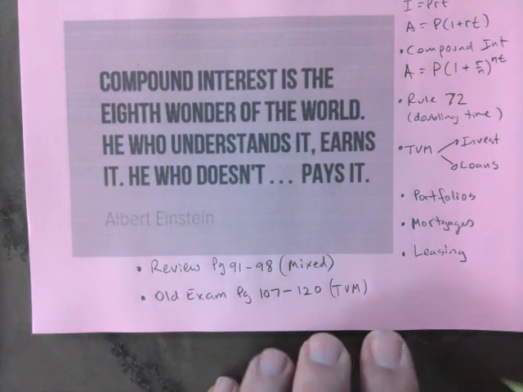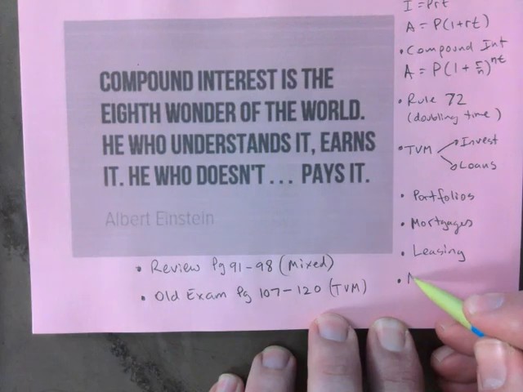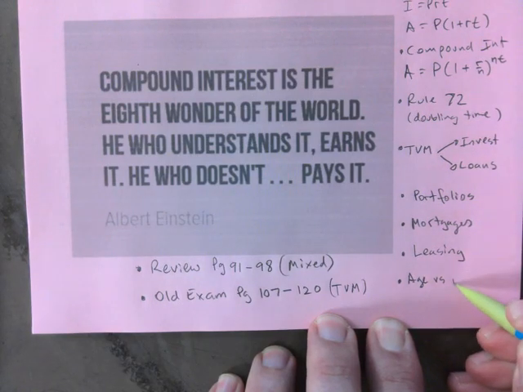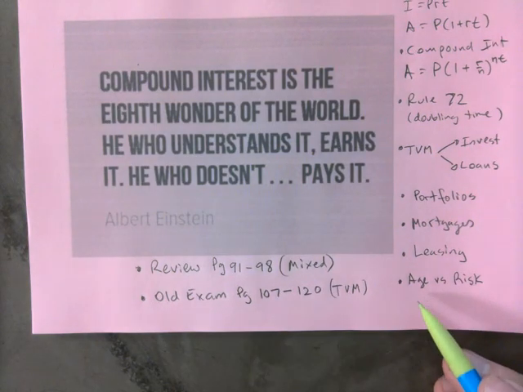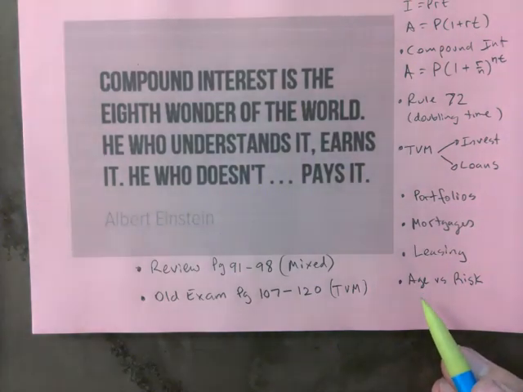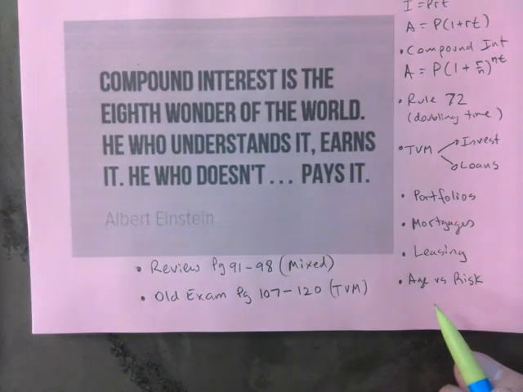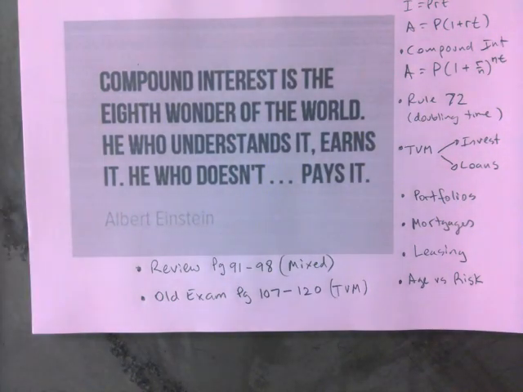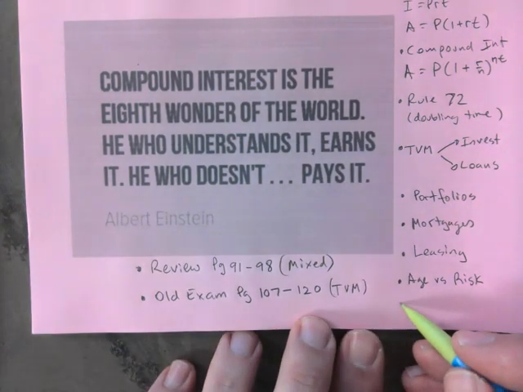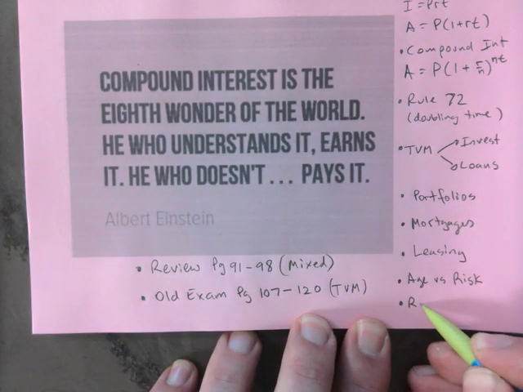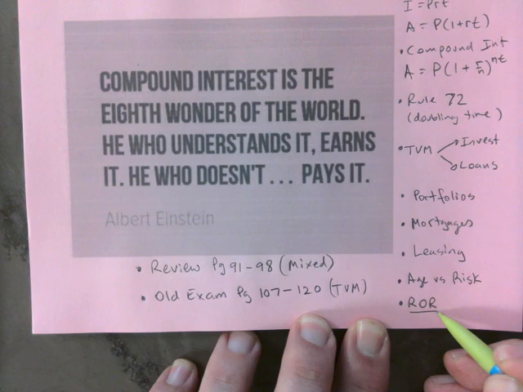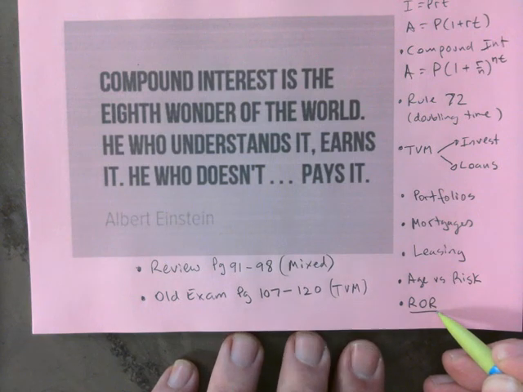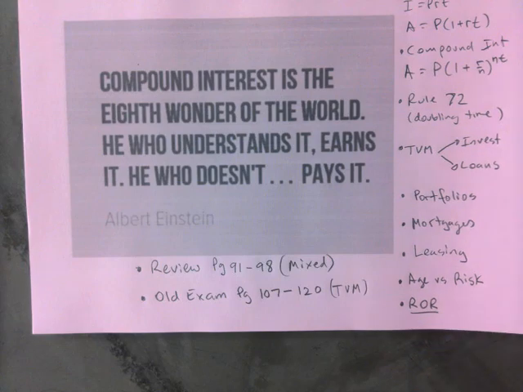I think I need you to also know age versus risk. We talked about that. Like, how does the risk of your portfolio change as you get older? You want lower risk when you're older, higher risk when you're younger, because higher risk turns into more returns. And does this mean anything to you? I hope so. Rate of returns. That is particularly for investing, okay? That has to do with investments.